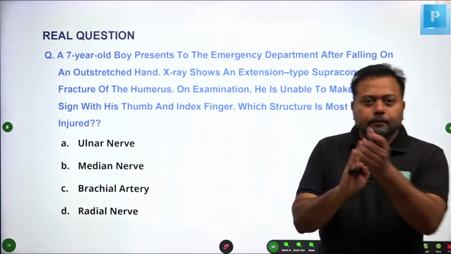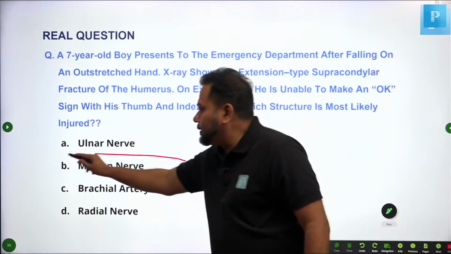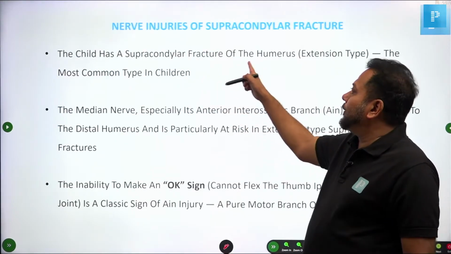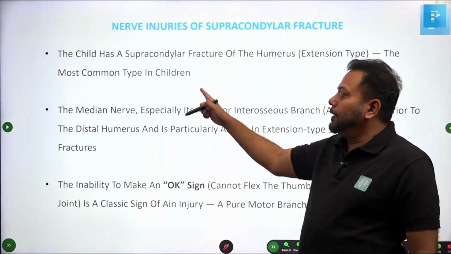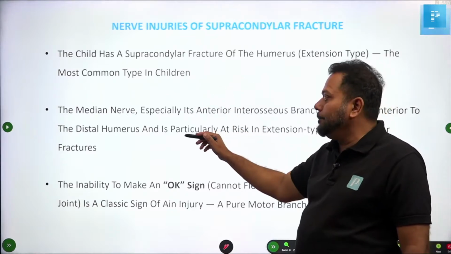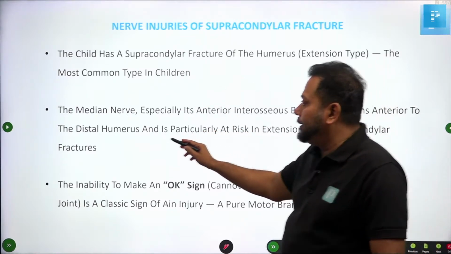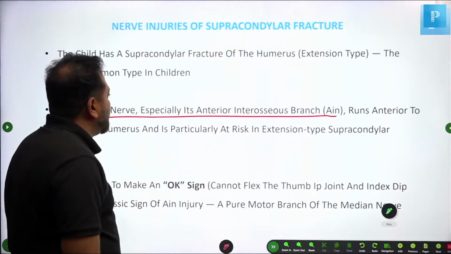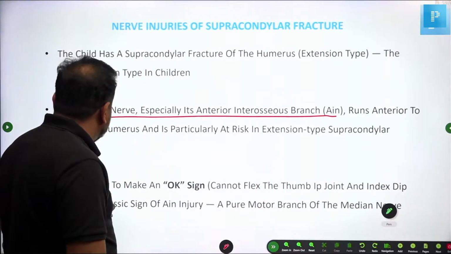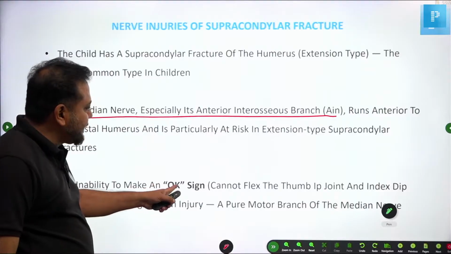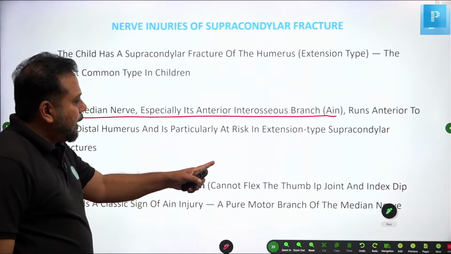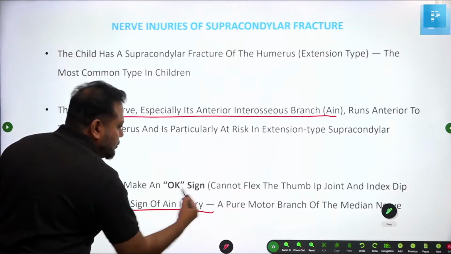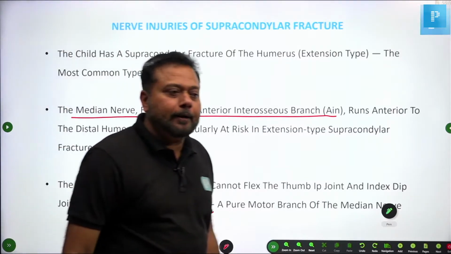Very good. Marvelous. All of you have given the right answer. The answer is median nerve. A child has a supracondylar fracture of the humerus. The most common type in children is extension type. Median nerve, especially the anterior interosseous branch, runs anterior to the distal humerus and it is involved in the extension type. The inability to make an OK sign, cannot flex the thumb and make a perfect O, is a classical sign of anterior interosseous nerve injury, a pure motor branch of median nerve.